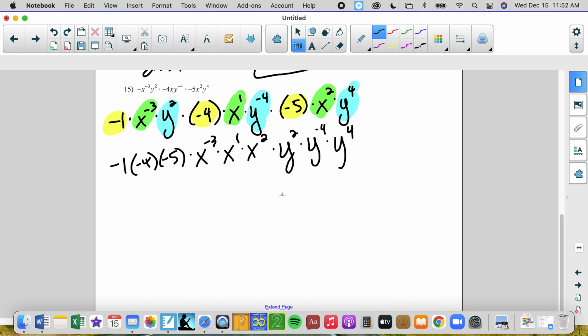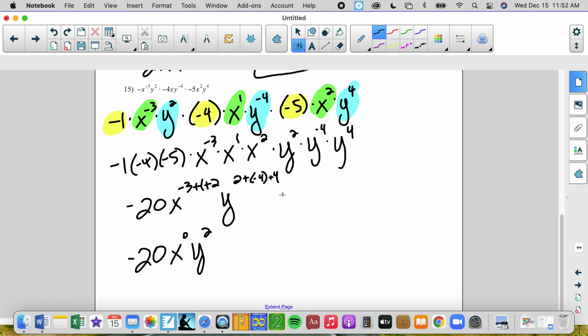So let's multiply: -1 times -4 is +4, times -5 gives me -20. We have x to the -3 plus 1 plus 2, and then we have y to the 2 plus -4 plus 4. So -20. -3 plus 1 is -2, plus 2 is 0. And then we have y to the 2 plus -4 is -2, plus 4 gives me y to the second.